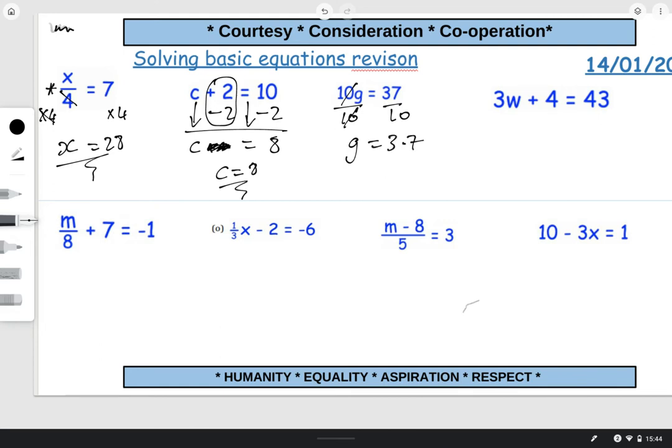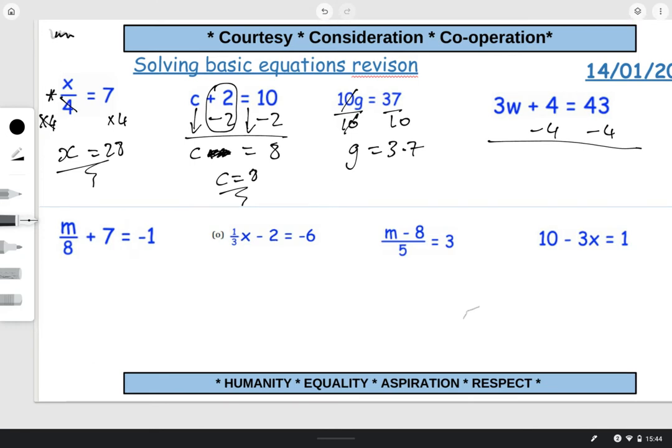Okay, when you have a question like this, deal with the 4 first. So inverse of plus 4, minus 4, minus 4. Keep everything in line. 3w comes down. 4 cancel out. Equals comes down. 43 take away 4 gives me 39. Now I get to this stage. This is similar to the last question. I just divide by the number before the letter, which is called the coefficient. Okay, that's just a little keyword for you. So divide by 3, divide by 3, w equals 13.